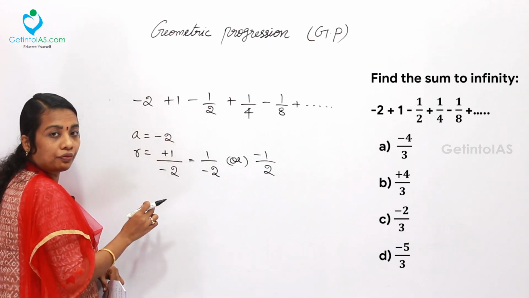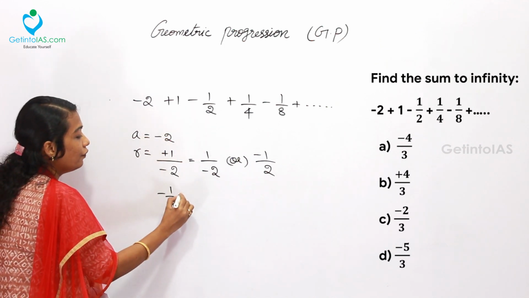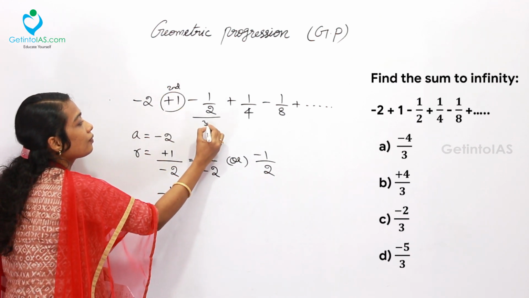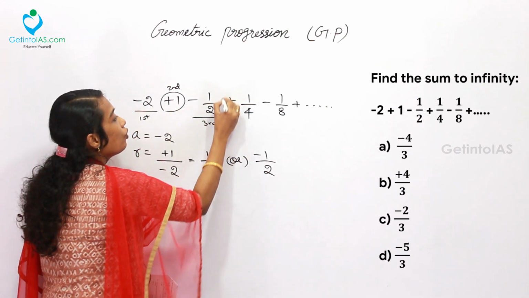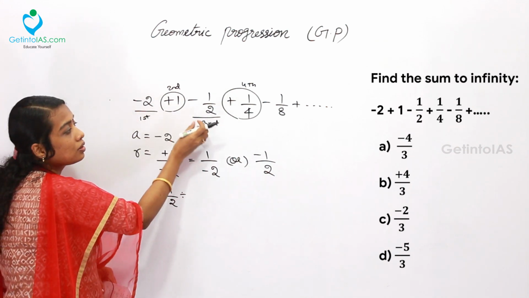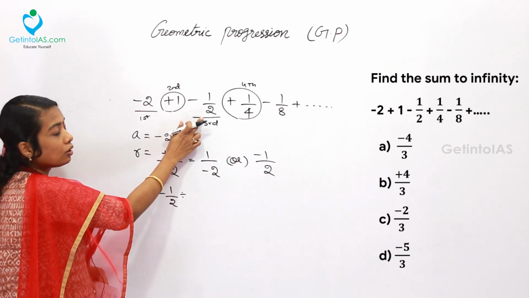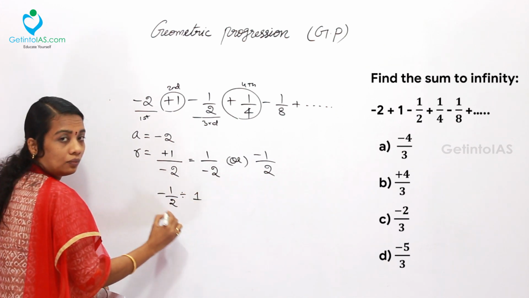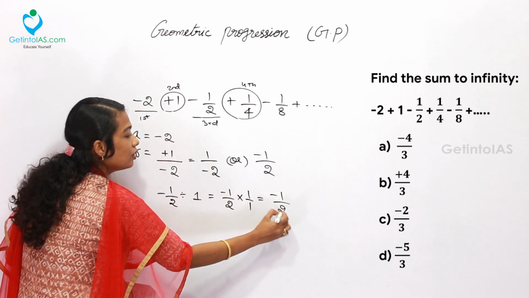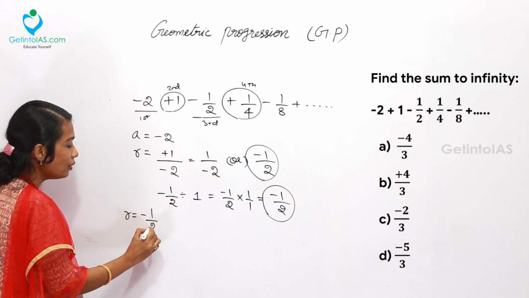Then you can also cross verify this with the third and second term. What is the third term? Minus 1 by 2, which should be divided by the second term. What is the second term? This plus 1 is the second term, this is the third term, this is the first term, and this is the fourth term. The second and fourth terms are positive, and the first, third and fifth terms have negative values. So what is the common ratio? Minus 1 by 2, the third term, divided by plus 1. So I get minus 1 by 2 into 1 by 1, again minus 1 by 2. The common ratio for this problem is simply minus 1 by 2.